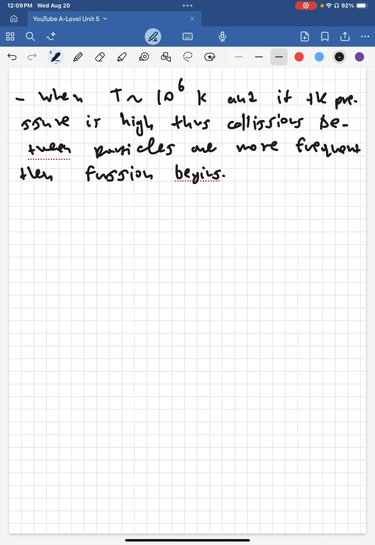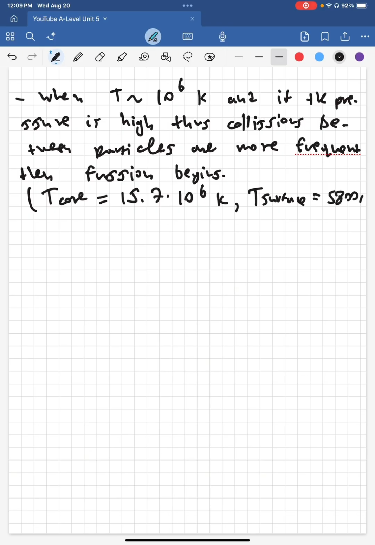Okay, and just to give you an example, the temperature in the center of the sun, so in the core of the sun, is 15.7 times 10 to the 6 Kelvin. And the temperature of the surface of the sun is 5,800 Kelvin. Okay, just to give you an idea.